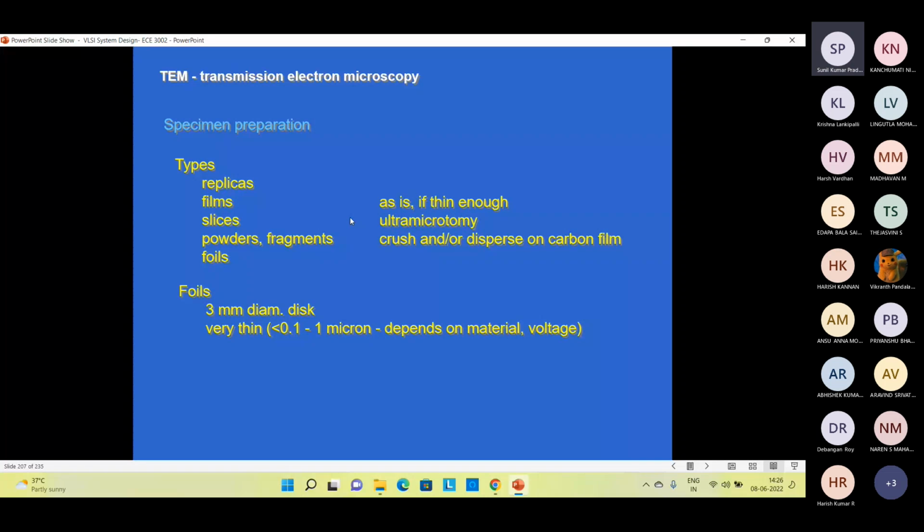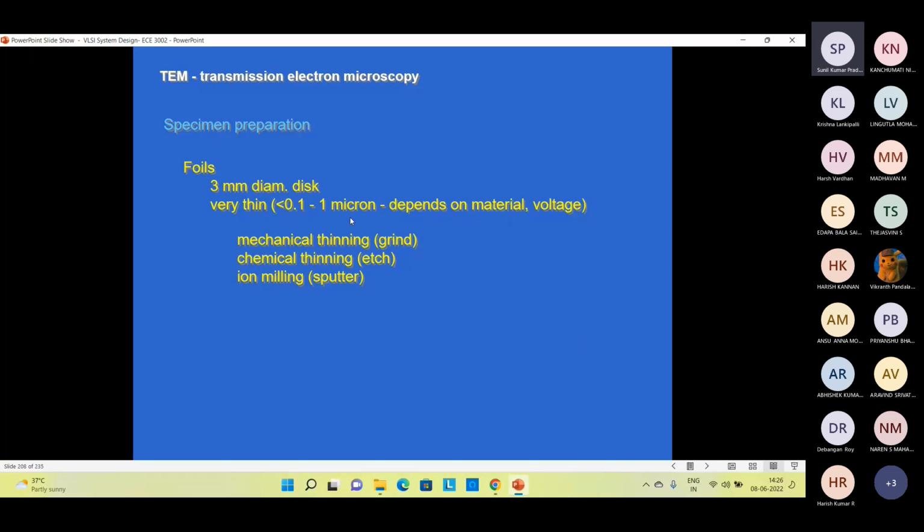Okay, and the samples can be taken in different forms. It can be films, slices, fragments, powders, replicas, or foils, anything. And the foils, as I have mentioned, are a 3 millimeter diameter disc, and it's very thin, 0.1 to 1 micrometer, depending on the material and voltage. And we have to make it by mechanical thinning, chemical thinning, or ion milling process. Okay.